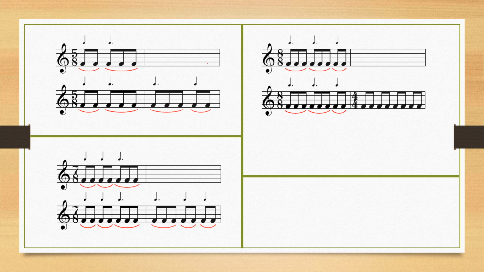Whereas 8/8 is based on a 1 2 3, 1 2 3, 1 2, 1 2, sorry, 1 2 3, 1 2 3, 1 2, 1 2 3, 1 2 3, 1 2. And this is a popular rhythm.